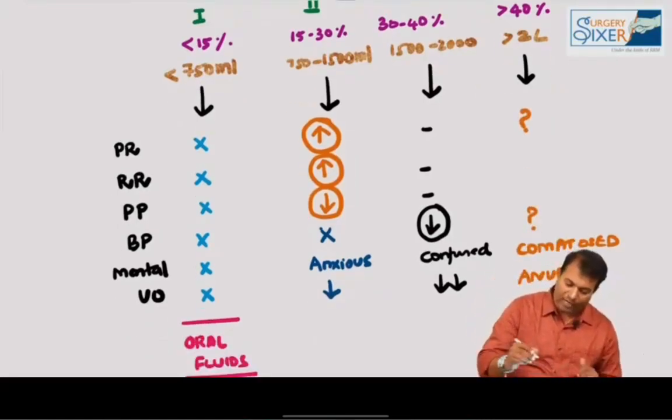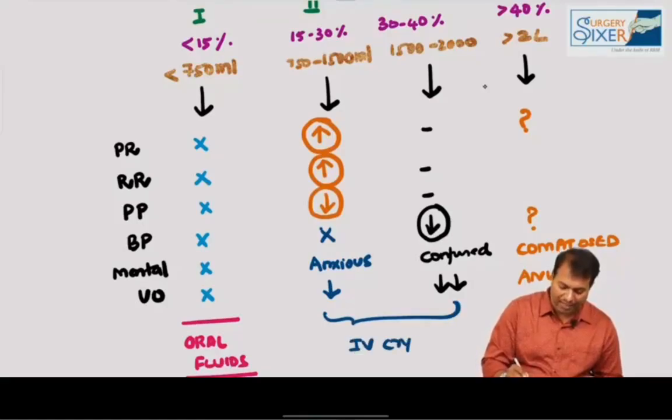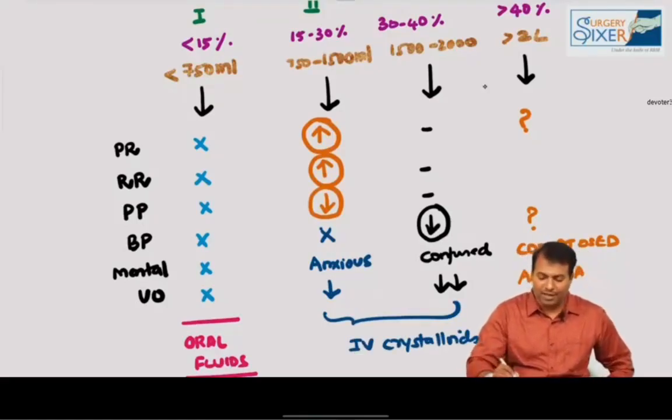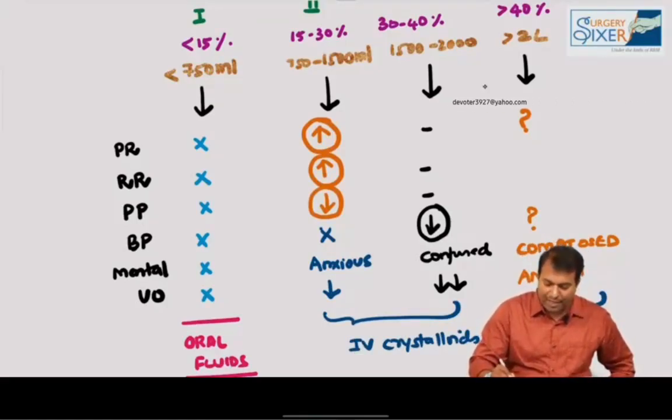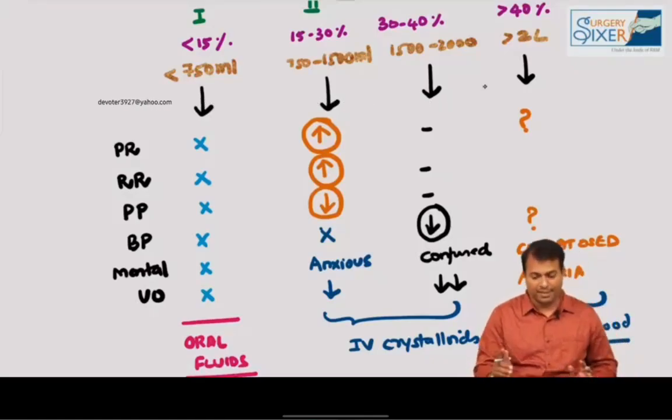The ideal fluid for class 2 and class 3 shock is IV crystalloids, started immediately. And for class 4, the best fluid to be given is blood, which should be transfused immediately. Blood transfusion is a must in case of class 4 shock.